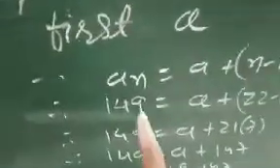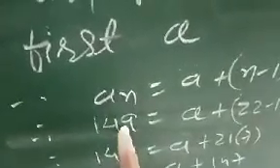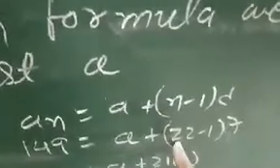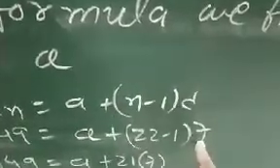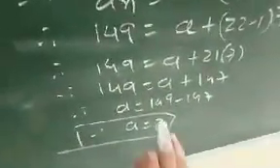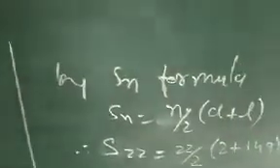Now we have an, it means the 22nd term, that is an. Here an is equal to 149, then 149 is equal to a plus n is equal to, we have 22, because number of terms is given here. So 22 minus 1 multiplied by 7, d is equal to 7. So we do the simplification, and by this calculation we get here a is equal to 2. Then we find the sum of first 22 terms of an AP.